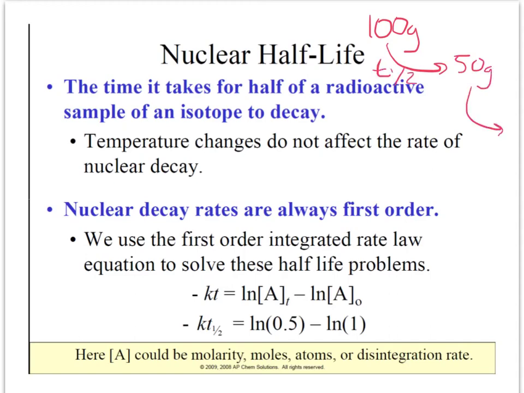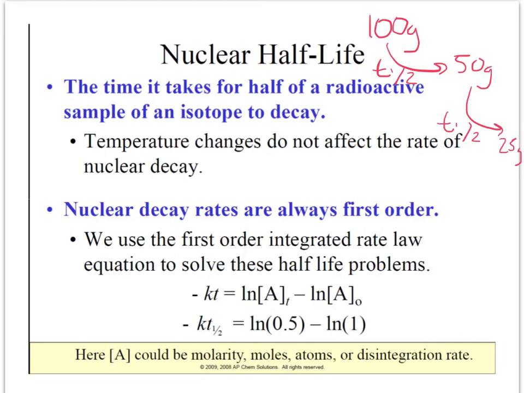And then that same amount of time would be what it takes to get down to 25 grams, then 12.5, and so on and so forth until it's all gone. So it's the time it takes for it to decay by half. Since this isn't a reaction, temperature does not affect it. It's all happening internally, and if you heat up or cool down a radioactive material, it is not going to change how fast or slow it decays.